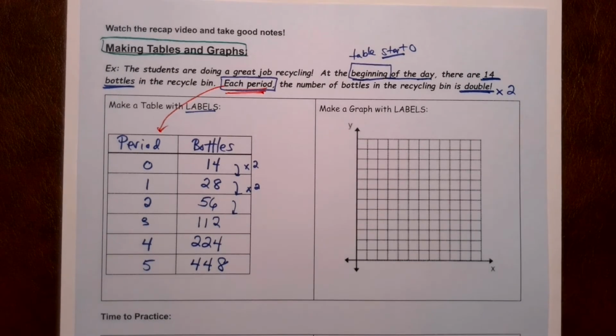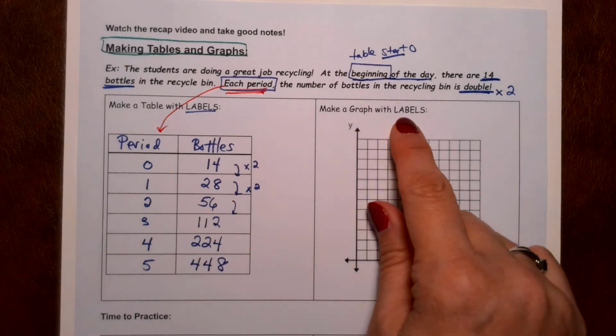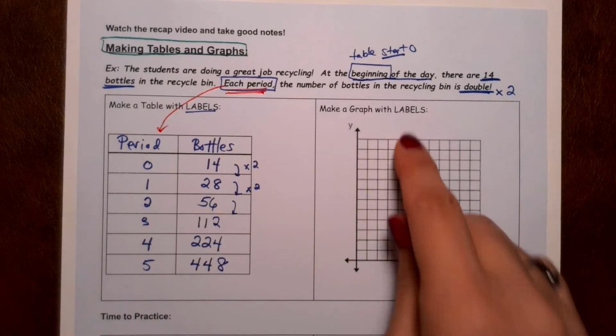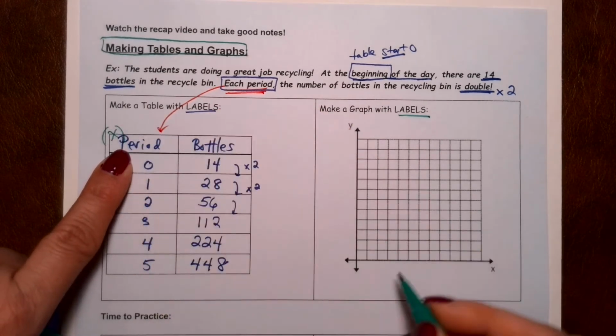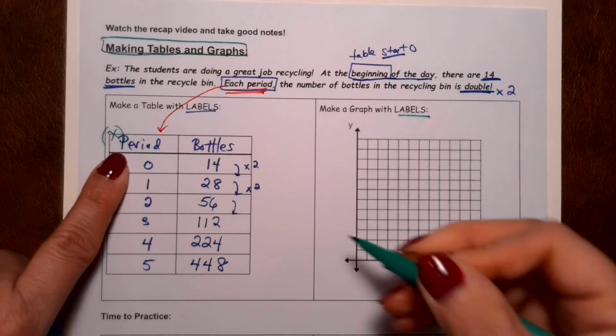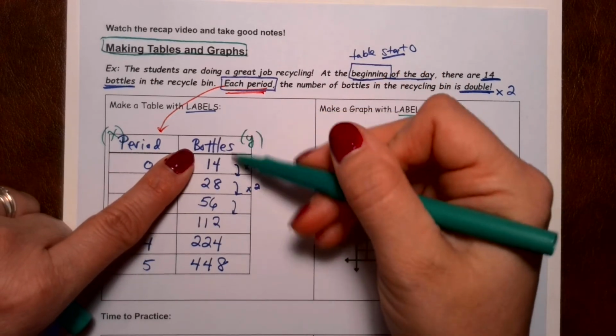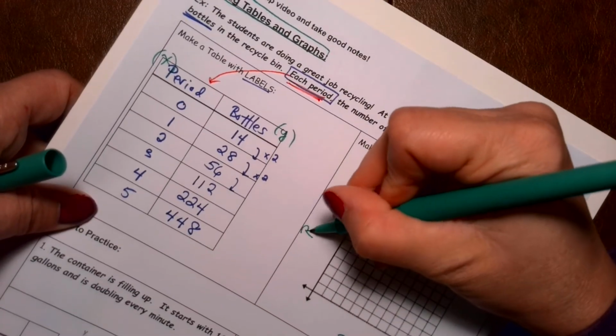Now, in terms of making the graph, first of all, let's put our labels. You cannot forget to do that. So the labels. The column on the left always goes on the x-axis. So this is going to be the periods throughout the day. And then the y column, your second column, always goes here on the vertical axis. And this is going to be the bottles.